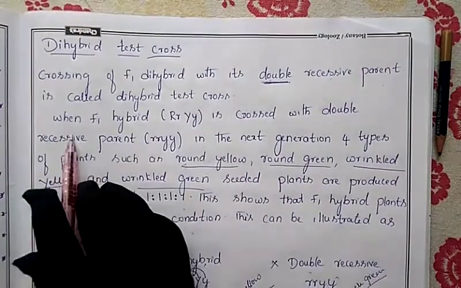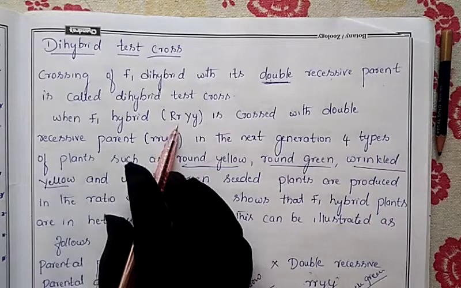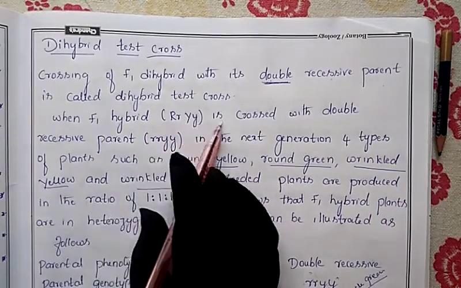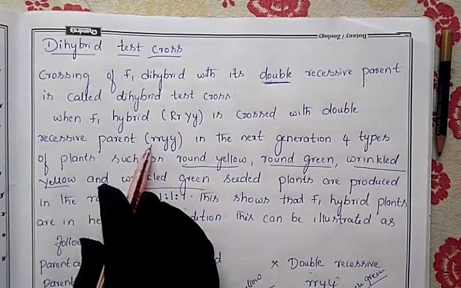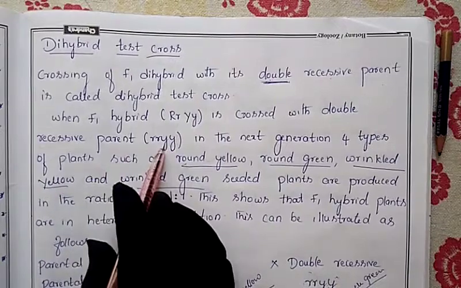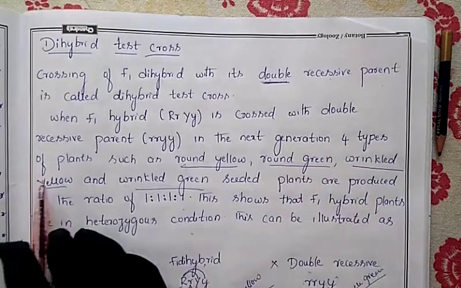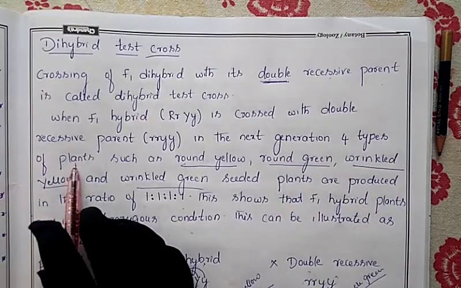Now he conducted the experiment here. The F1 hybrid, as I said, is heterozygous: capital R, small r, capital Y, small y, crossed with the double recessive parent, small r, small y. This is the recessive parent. In the next generation he got four different types of plants, four different types of offspring.